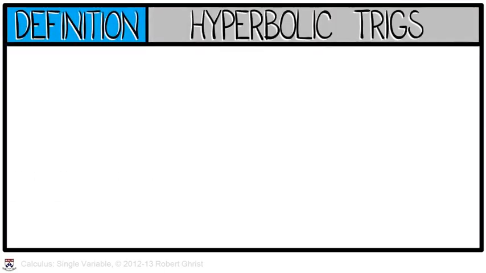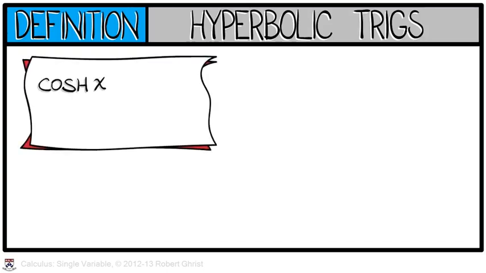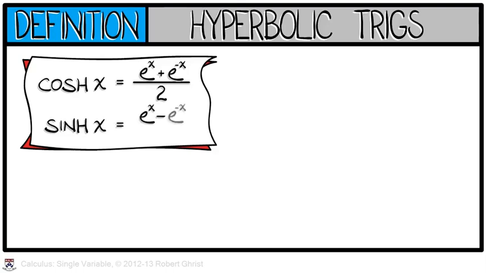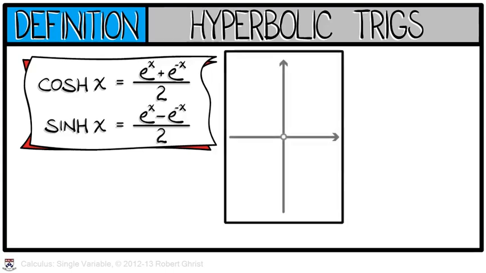With these tools in hand, let us consider a new class of functions. These are the hyperbolic trigs. The hyperbolic cosine of x, or cosh of x, is defined as e to the x plus e to the minus x over 2. The hyperbolic sine of x is defined as e to the x minus e to the minus x over 2. What do these functions look like?